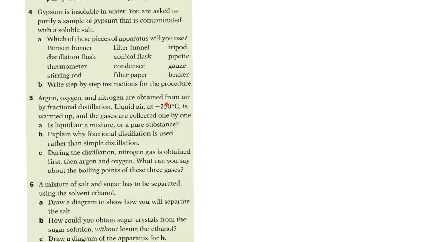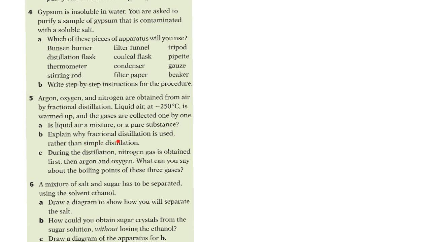Argon, oxygen, nitrogen are obtained from air by fractional distillation, liquid air at -2. Oh, I was wrong. I said -40. It goes up to -250 Celsius. Wow. Is warmed up and gases are collected one by one. Is liquid air a mixture or a pure substance? Well, I think we all know it's a mixture. And this distillation wouldn't really work if it was a pure substance, right? So it's a mixture, like argon, oxygen, nitrogen.